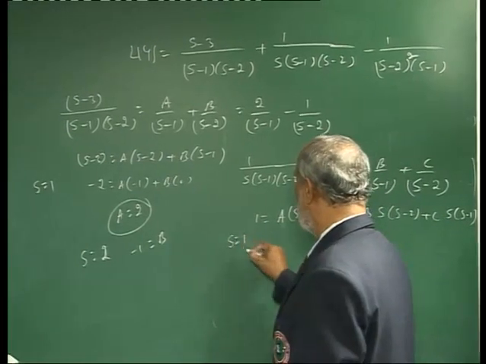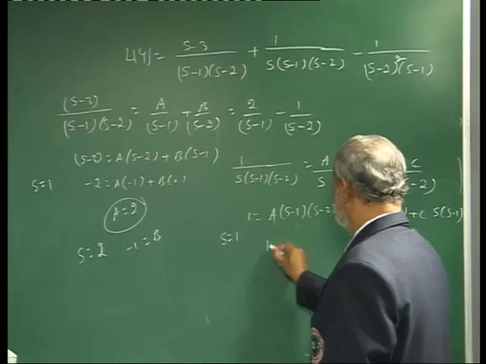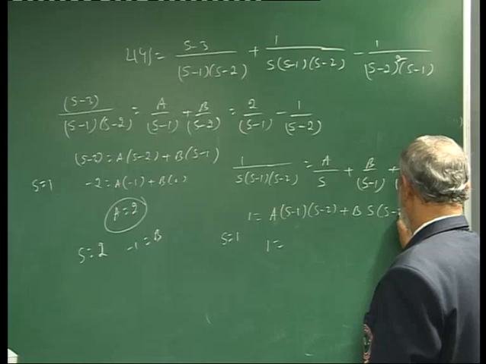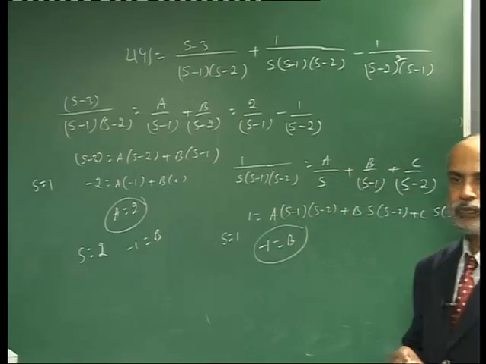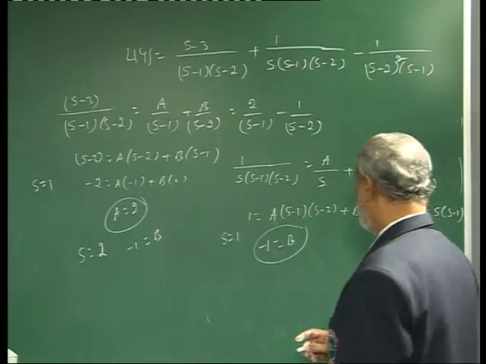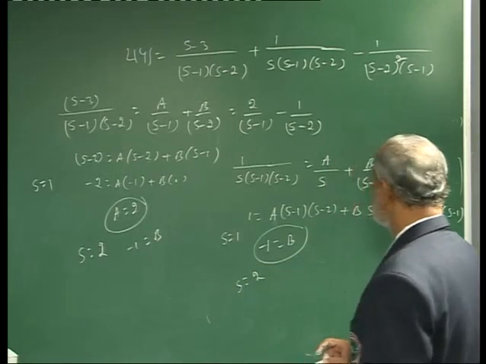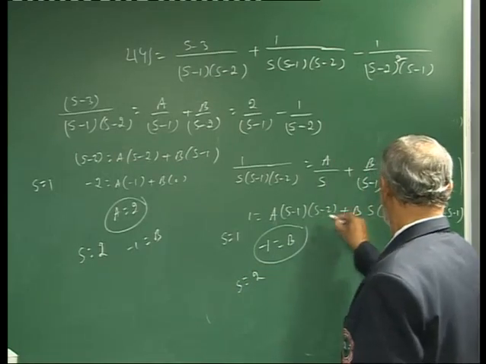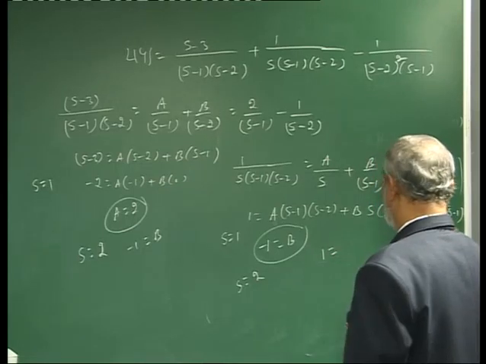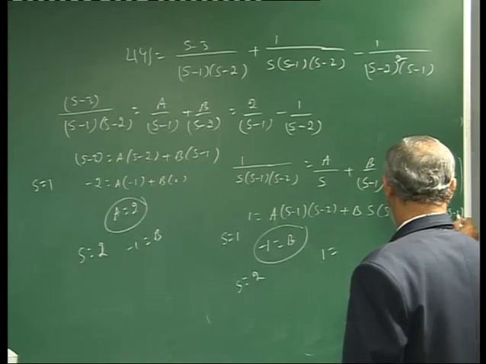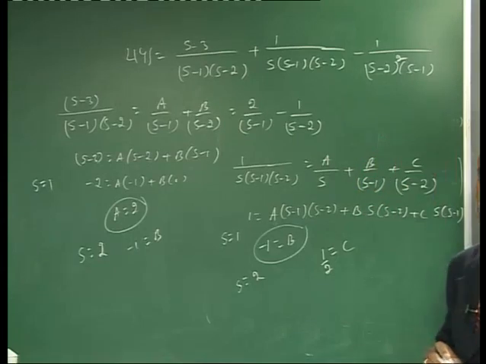Put s is equal to 1. If you put s is equal to 1, a becomes 0, c becomes 0, then 1 is equal to b into (1 minus 2), which is minus 1, so b is equal to minus 1. Similarly, s is equal to 2. If you put s is equal to 2, a is 0, b is 0, then 1 is equal to c into 2, you can transfer the 2, then c is equal to 1 by 2.